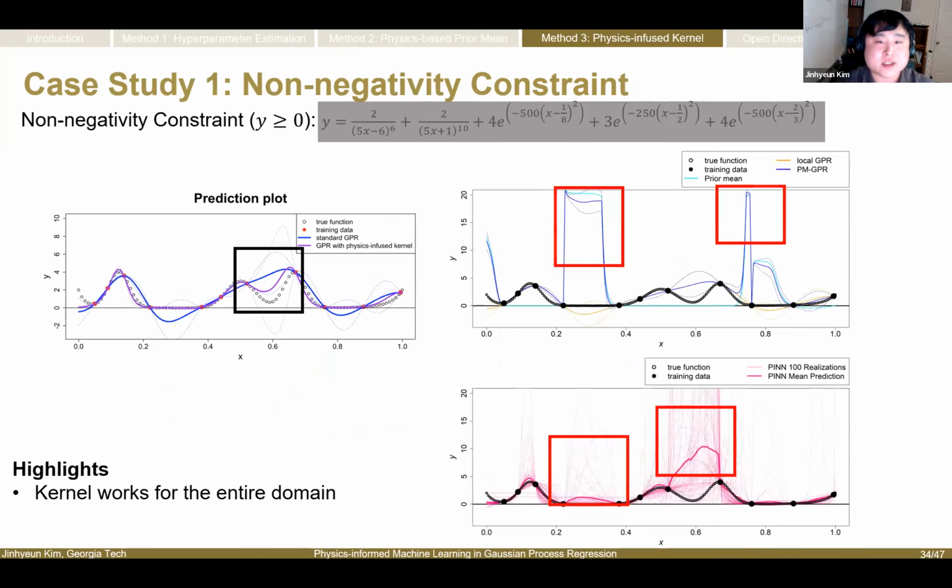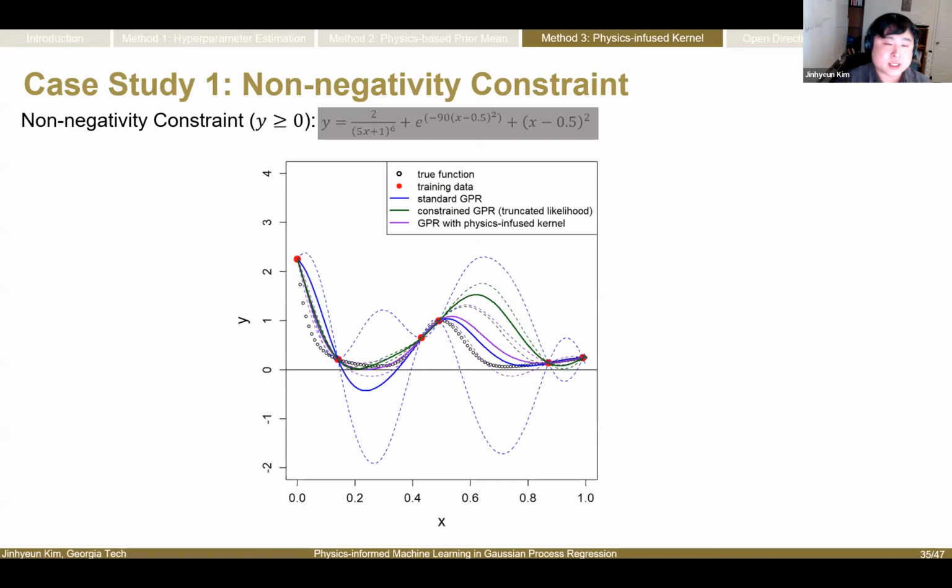In this case study, the competitive inequality constraint GPR with the truncated Gaussian likelihood needs a very careful selection of the collocation points to embed physics, or it may not be solvable. We found another example where the truncated likelihood function works. In this case, the green function, which embeds the non-negativity constraints, overestimates this region as well. And the uncertainty here does not cover the true function.